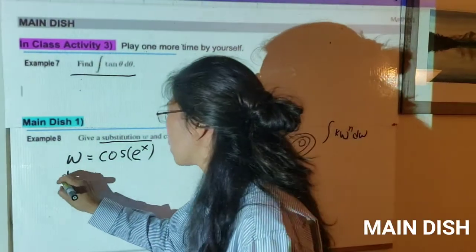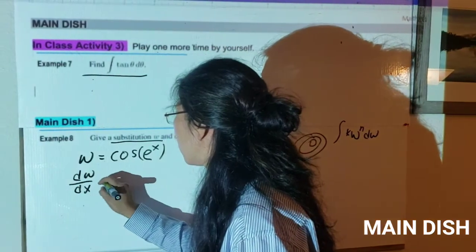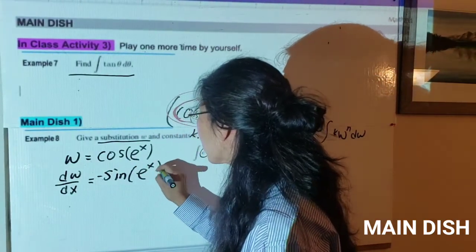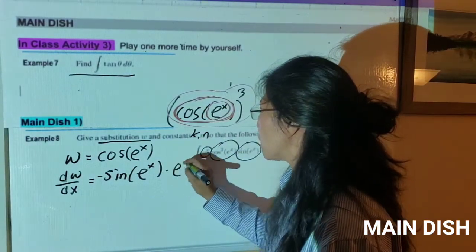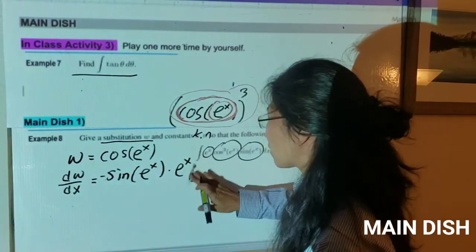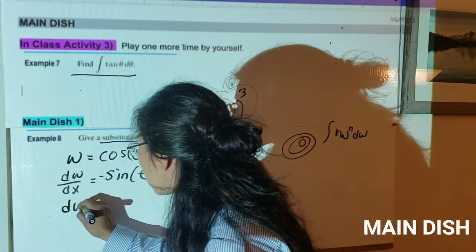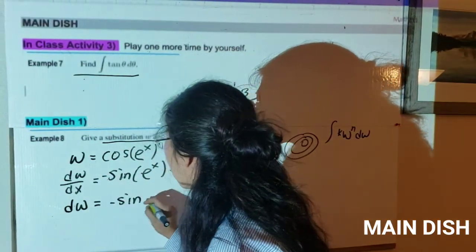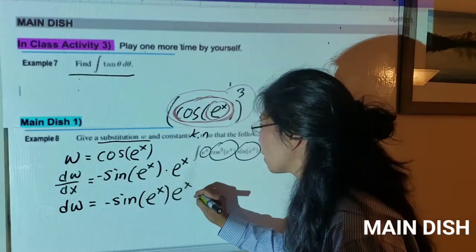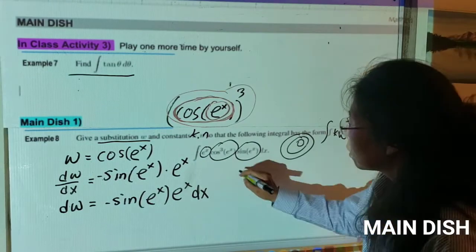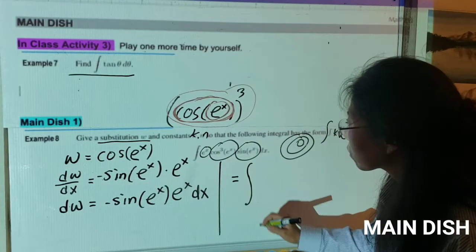Then what will be dw dx? That's going to be negative sine of e to the x. You see another chain rule, e to the x, with dx already outside there. So that's what I have. Then if I rewrite this as dw, that's sine of e to the x and e to the x dx. So I want you to see if you can solve the puzzle. Let's substitute into the integral.